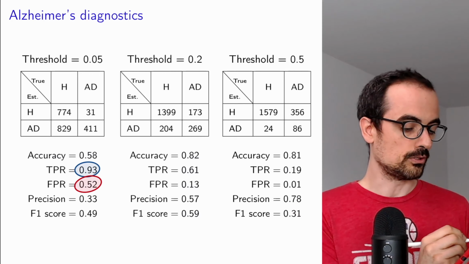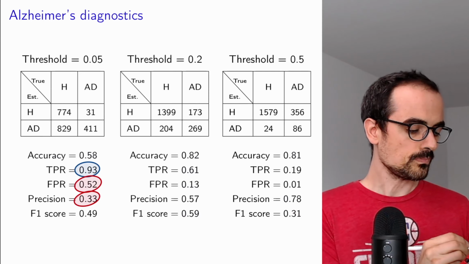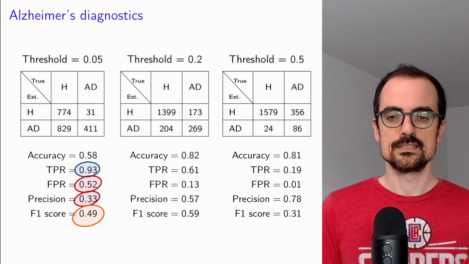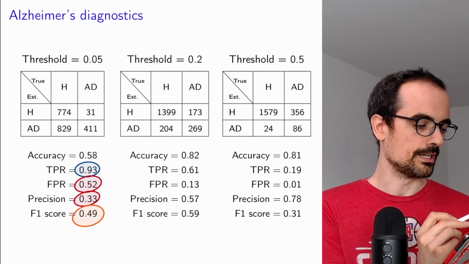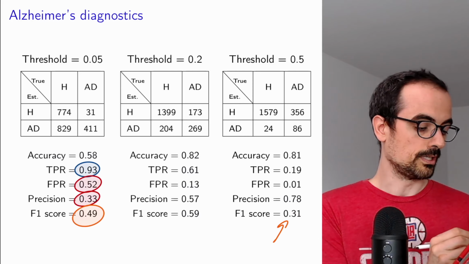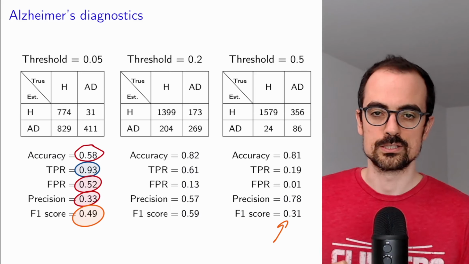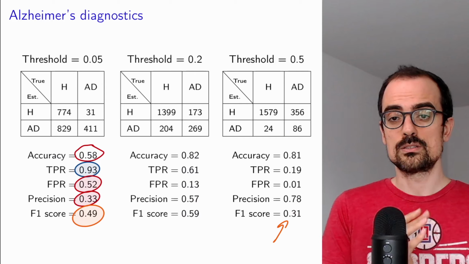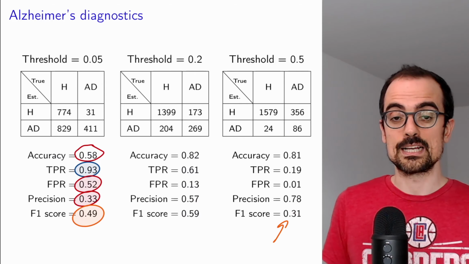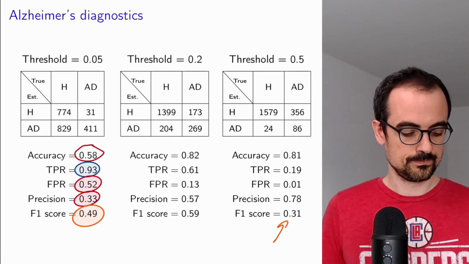The precision goes down to just 33%. But interestingly, the F1 score is still higher than our original threshold here. The accuracy also goes down because of the fact that we have increased the false positives so much. So again, what you care about will determine, for your specific application, which of these thresholds is suitable.